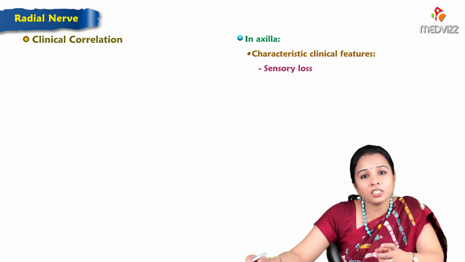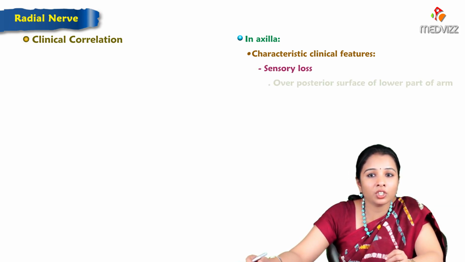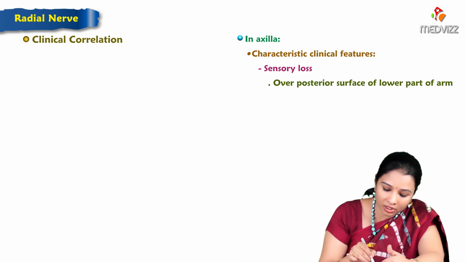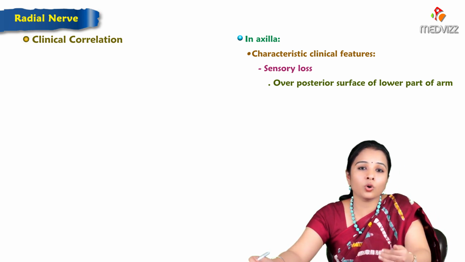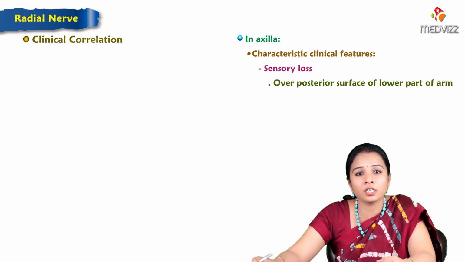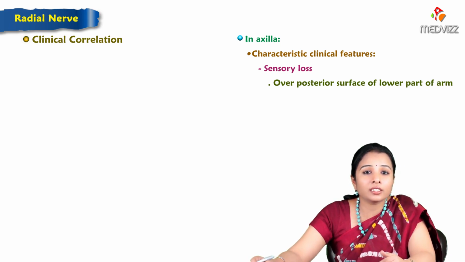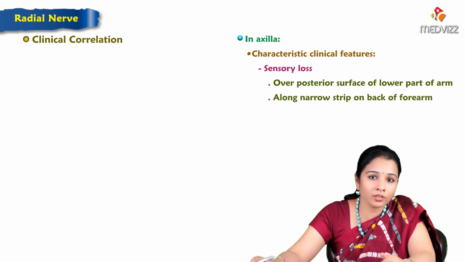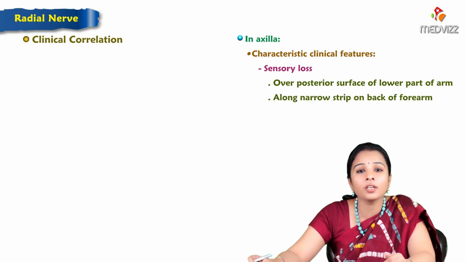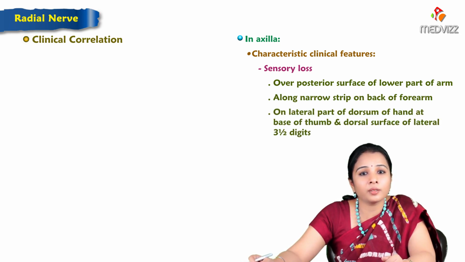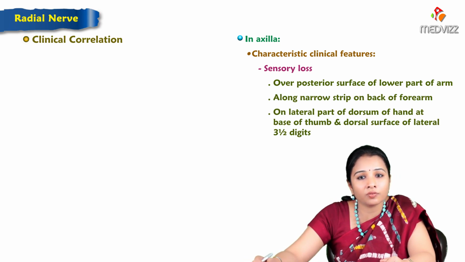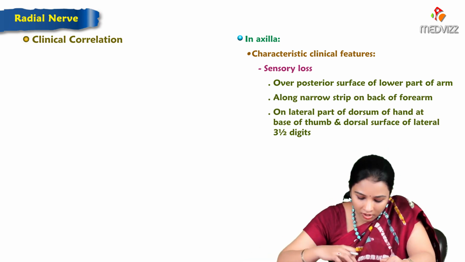And there will be sensory loss on a small area of the skin over the posterior surface of the arm, because the posterior cutaneous nerve of arm is involved here. So there won't be any sensation there. There is also sensory loss along a narrow strip on the back of the forearm, and sensory loss on the lateral part of the dorsum of the hand at the base of the thumb and the dorsal surface of the lateral 3.5 digits.